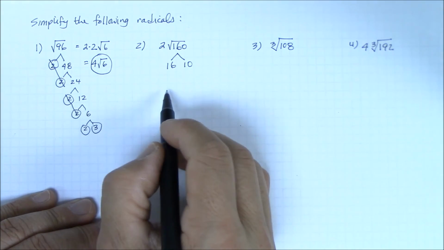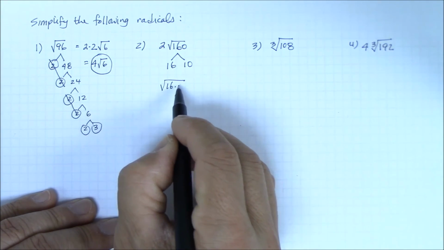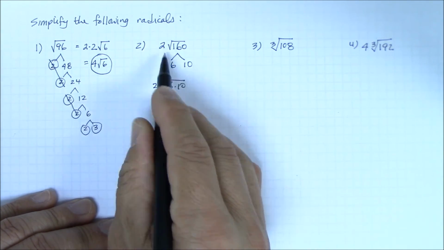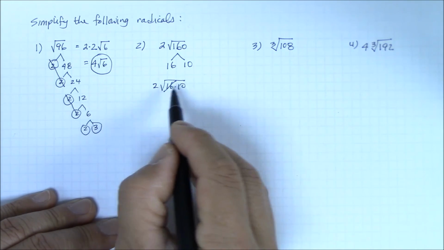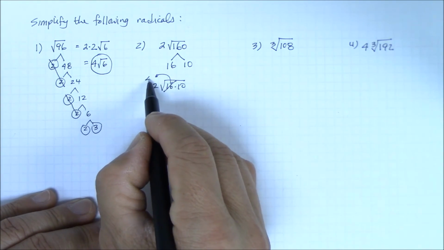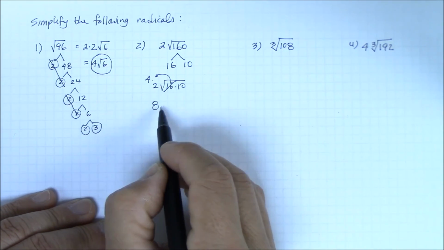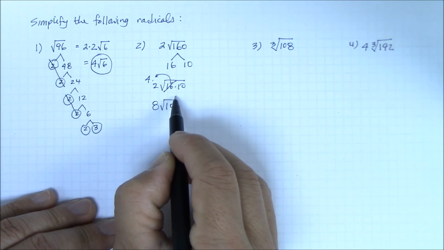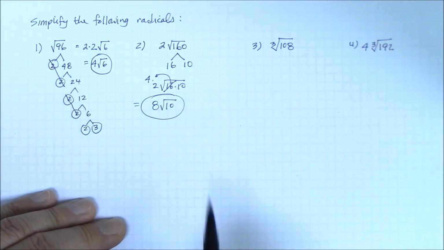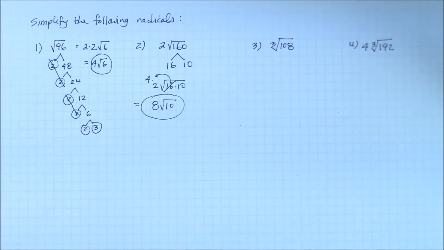So since the square root of 160 is like saying 16 times 10 times the 2 coefficient outside, the 16 comes out as a 4, and whatever comes out multiplies with whatever's outside already. So that's going to become an 8. What stays in is the 10. See? Did you see how that worked? All right.